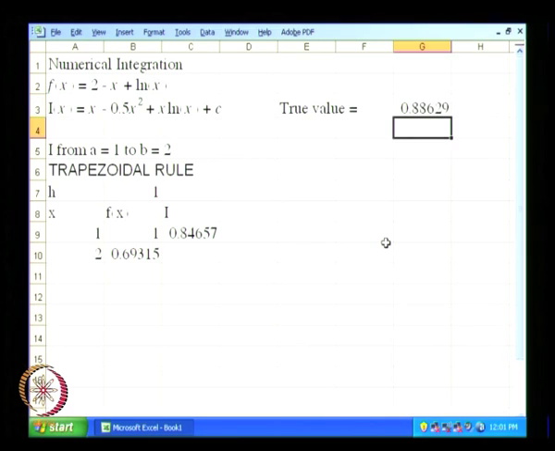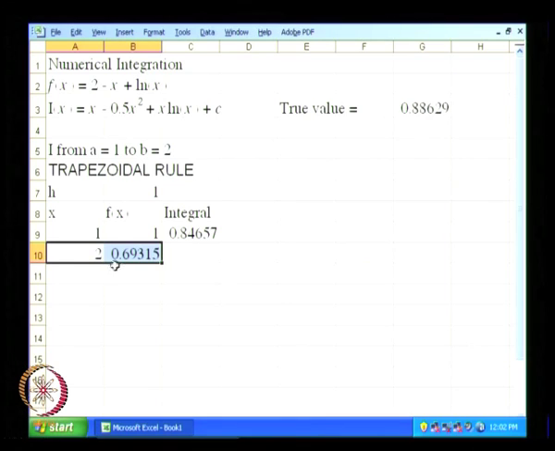So 0.88629 is the integral, and the integral using the trapezoidal rule, if we were to use one single interval, is going to be as shown over here: 0.48657. Okay. So instead of that, what if we choose two intervals?